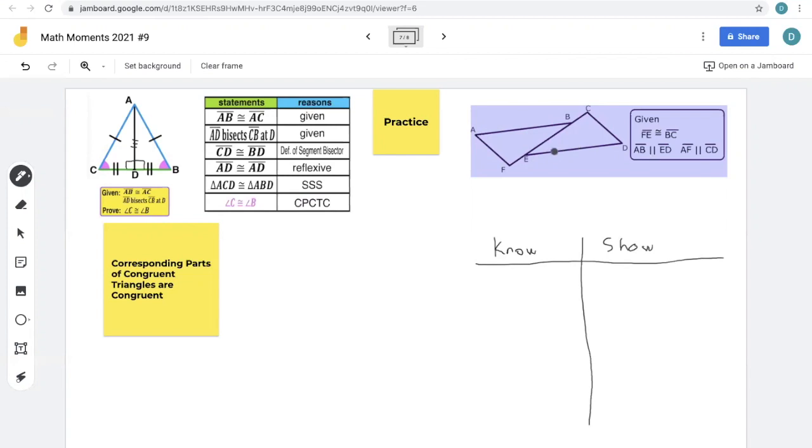And so we're given that FE is congruent to BC. And these are both lines. So let's see, FE is going to be here, and then BC is going to be here. Okay, that is a little tricky, but it's good to have. It's given.